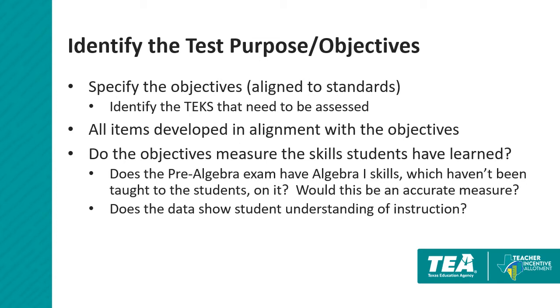Once one has a list of objectives, they would need to decide if the objectives measure the skills students have learned. So for instance, does the pre-algebra exam have Algebra 1 skills which have been taught to students on it? Would this be an accurate measure? Probably not, since the students have not learned this information.